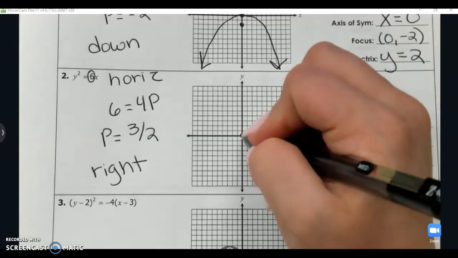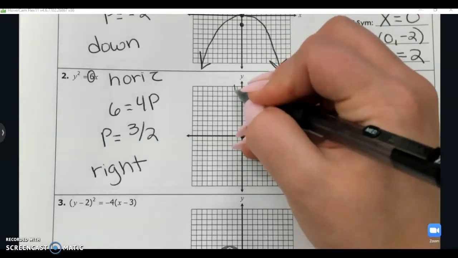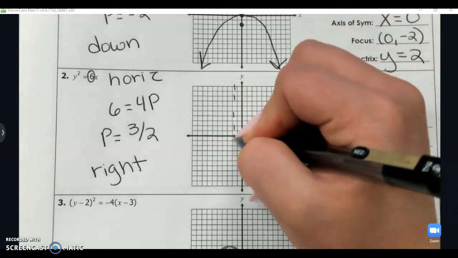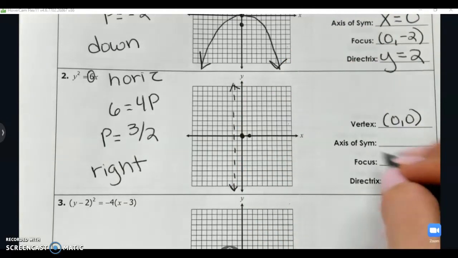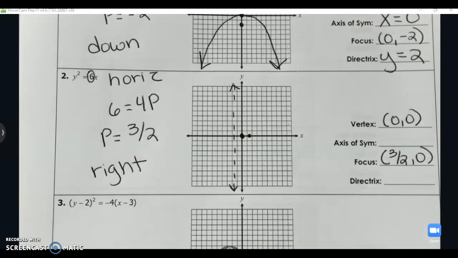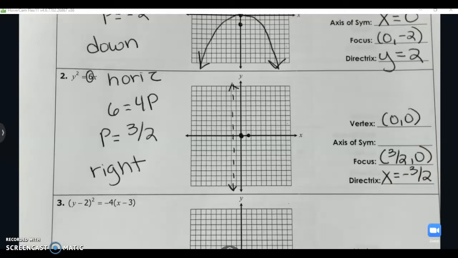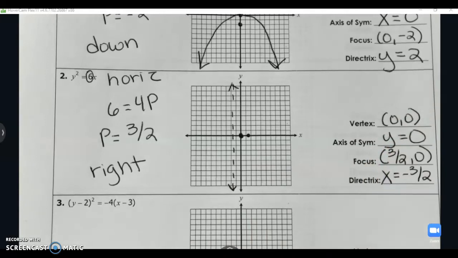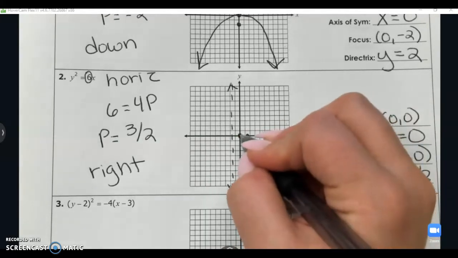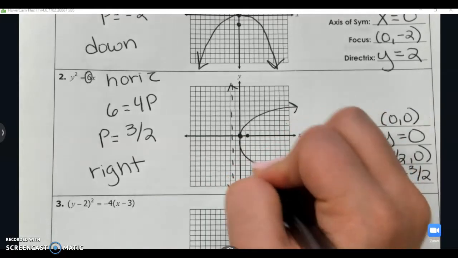And my directrix is going to be 1.5 units to the left, and it's going to be that vertical line here. So that focus is at 3/2, 0. My directrix is at x equals -3/2. My axis of symmetry for this parabola is the x-axis, or the horizontal line y equals 0. And I'm just going to draw a parabola open to the right.